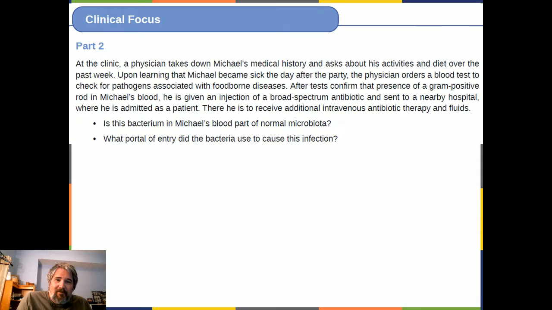Here we go. Okay, part two. Our 10-year-old Michael is at the clinic. The physician takes down his medical history and asks about activities and diet. Upon learning that Michael became sick the day after the party, the physician orders a blood test to check for pathogens associated with foodborne diseases. After the test confirms the presence of a gram-positive rod in Michael's blood, he is given an injection of a broad-spectrum antibiotic and sent to a nearby hospital where he is admitted. And there he receives intravenous antibiotic therapy and fluids.